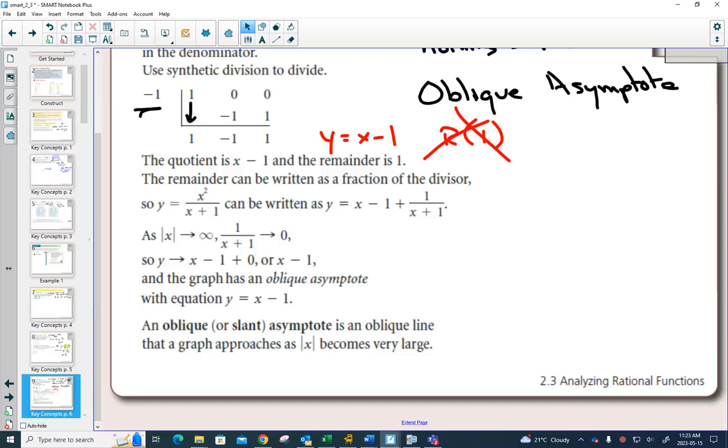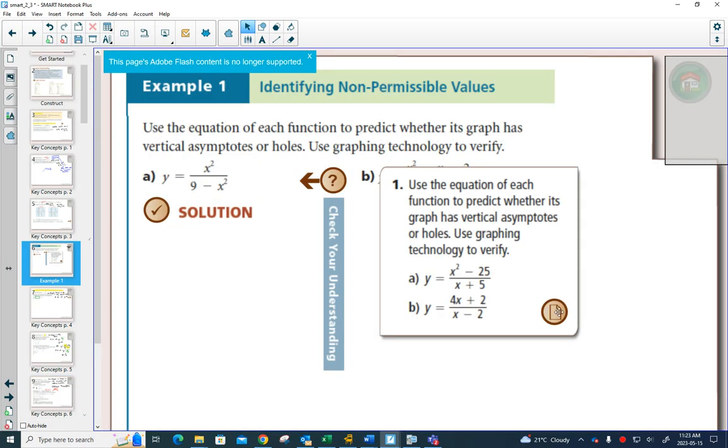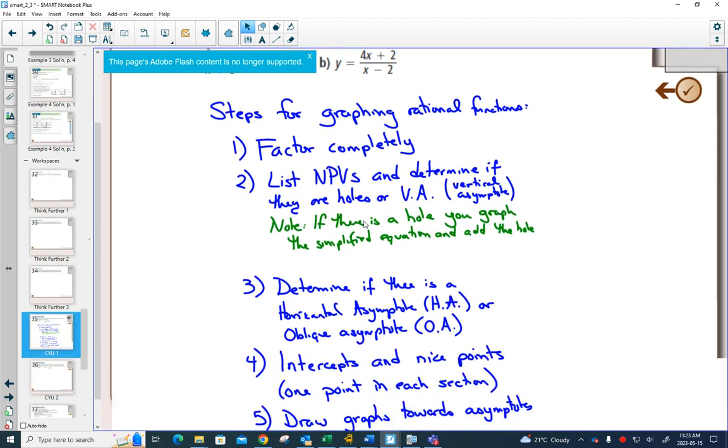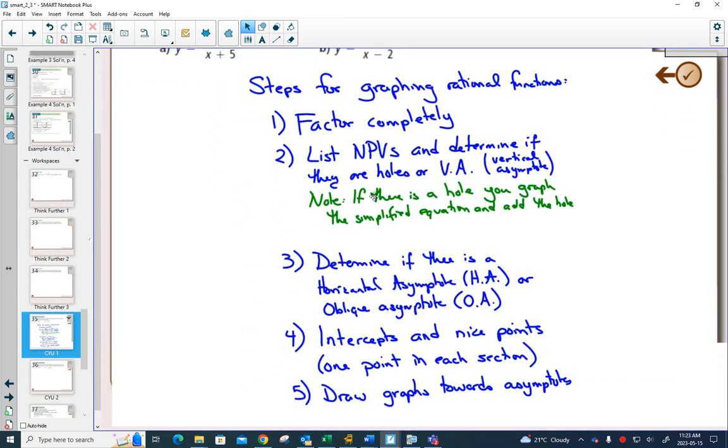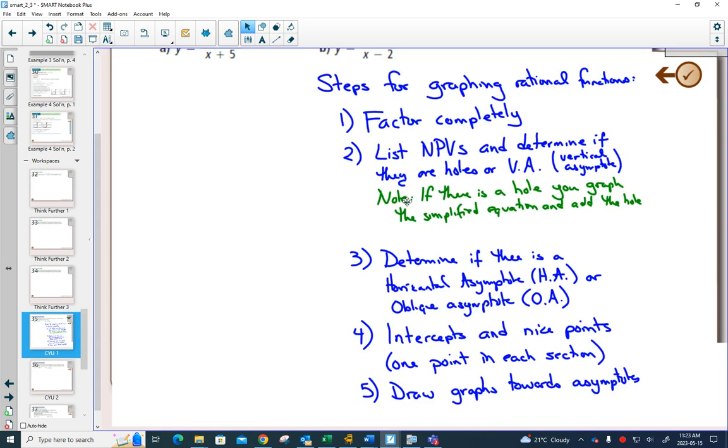So now we're going to go to example 1. The first thing I'm going to get you to do, because what we're going to do for each of our examples is practice all of our characteristics and graph them completely. So what I would like you to do is to write these steps down. And we're going to use these steps over and over again for a bunch of different situations.